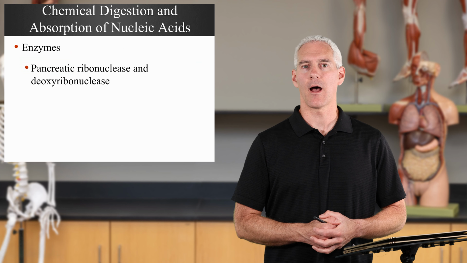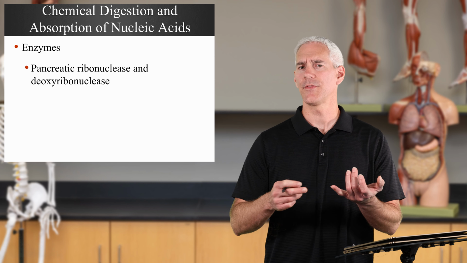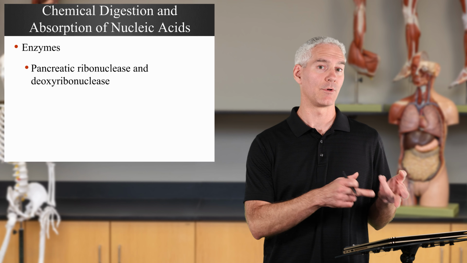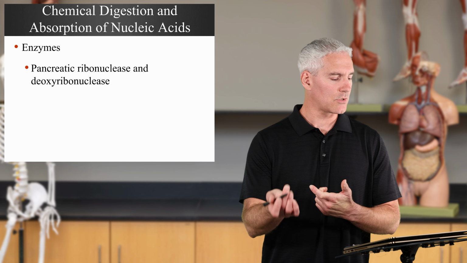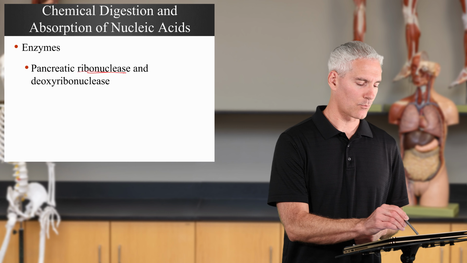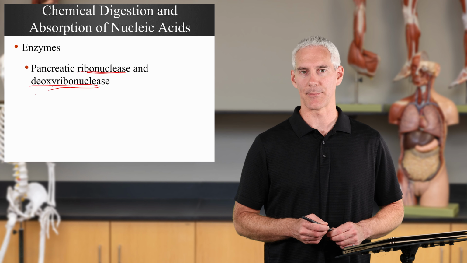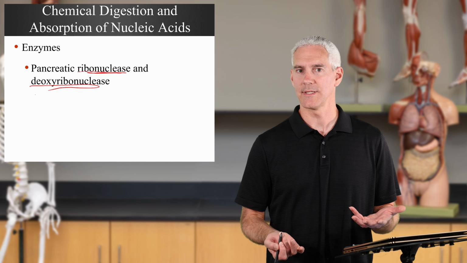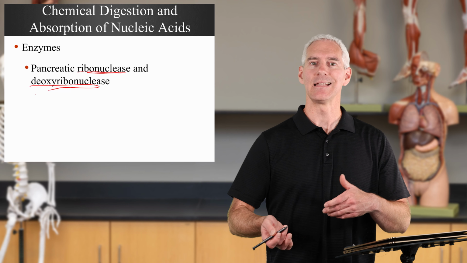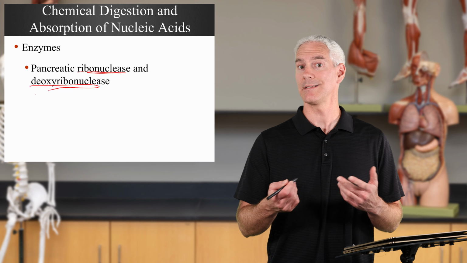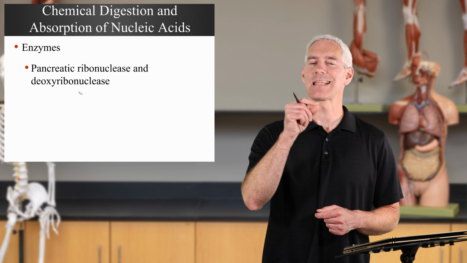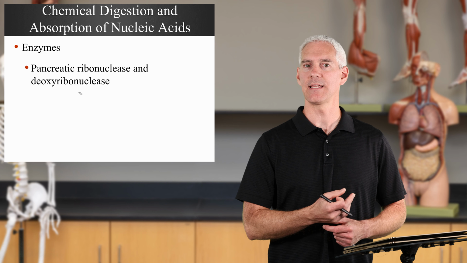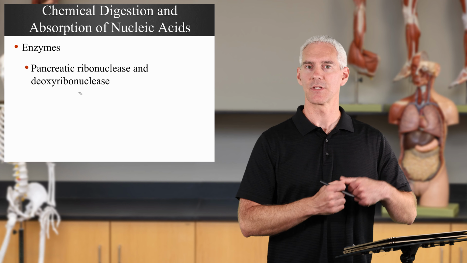And our fourth of the macromolecules. We've gone through carbohydrates, proteins. We just went through lipids. Now we're left with nucleic acids. Nucleic acids are going to have the ribonuclease and the deoxyribonuclease. Ribonuclease for RNA, deoxyribonuclease for DNA. And they're both being produced from the pancreas, which means chemical digestion of your nucleic acids starts in the small intestines.